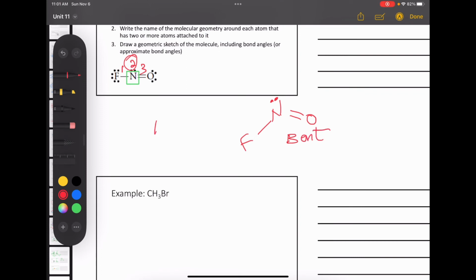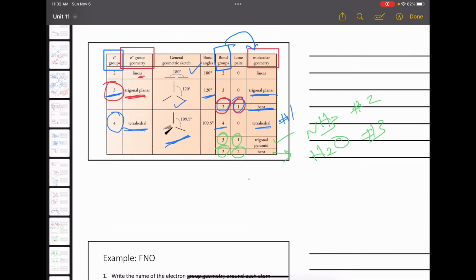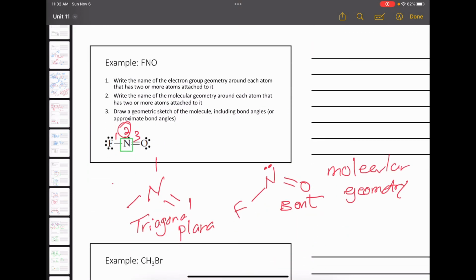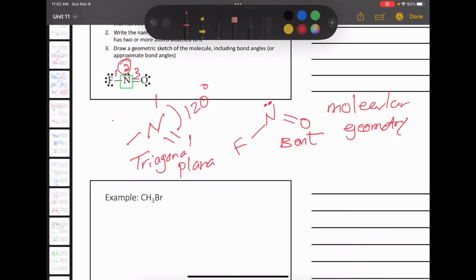Group geometry will have trigonal planar. This is molecular geometry. The angles between both of these, as you see here, it is going to be a 120 angle. So this is the group geometry.